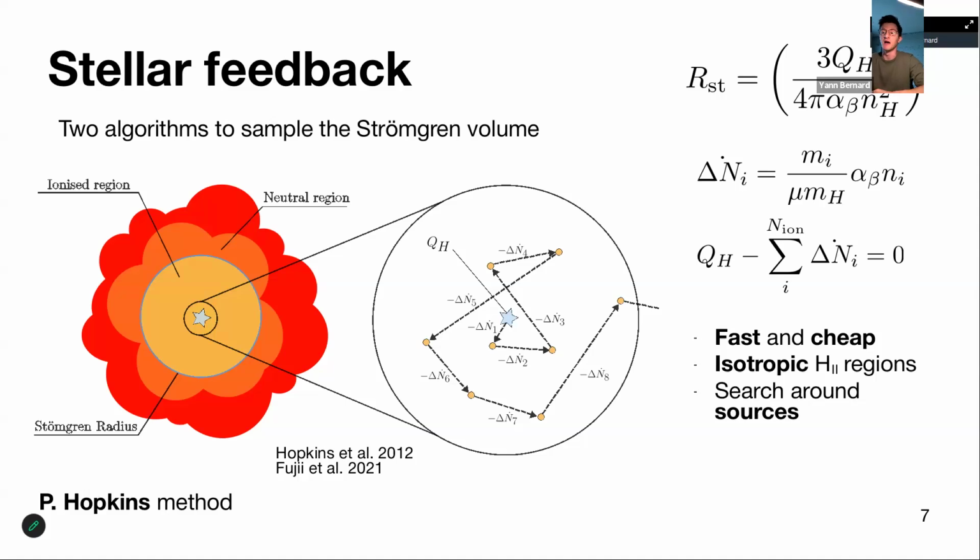And also from a more numerical perspective, it is a bit ugly, because you have to search around each source. And if the region is quite large, you will search through basically every particle in the simulation. And then you have to sort the particles to access them sequentially. And that's not very parallel friendly.